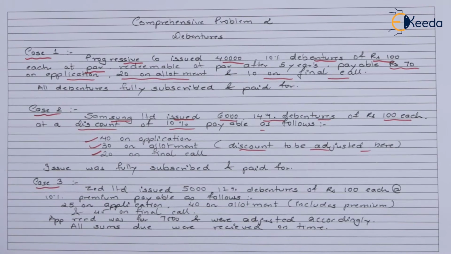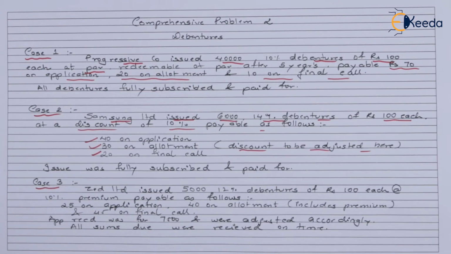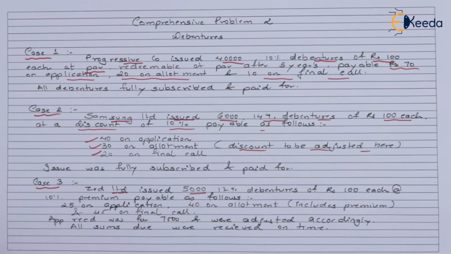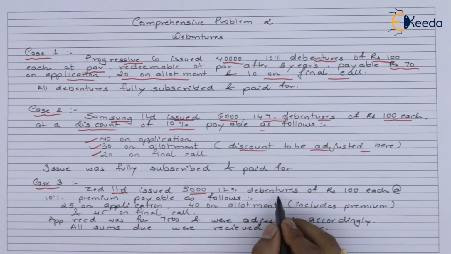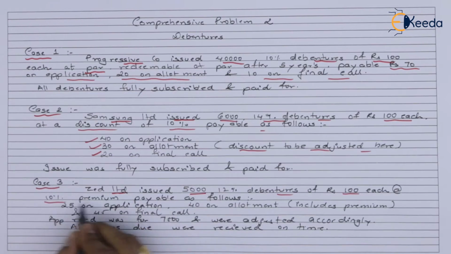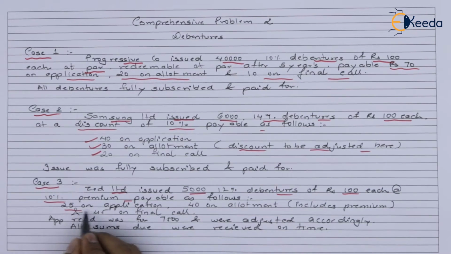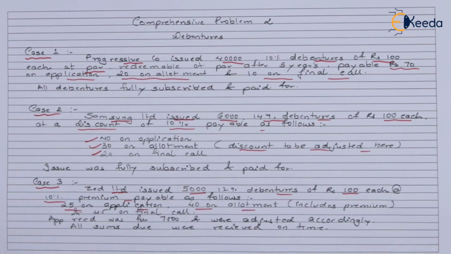Now the case 3 details refer to Z Limited, who issued 5,000 12% debentures of rupees 100 each at 10% premium. That means at rupees 110. Now, this was payable as follows. 25 rupees on application, 40 rupees on allotment, and final call rupees 45 here.